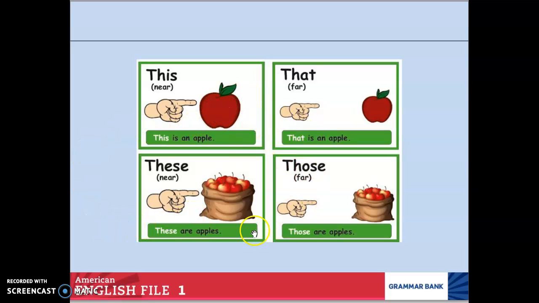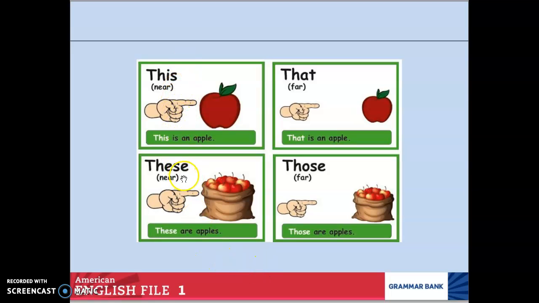Here you have a picture where there are examples of how to use demonstrative pronouns. Remember, if it is singular and it is near, we said, this is an apple. If it is plural but is near, we're going to say, these are apples. If it is singular but the object is far, we're going to have an example like, that is an apple. But if it is plural and it is still far, we're going to use an example such as, those are apples.